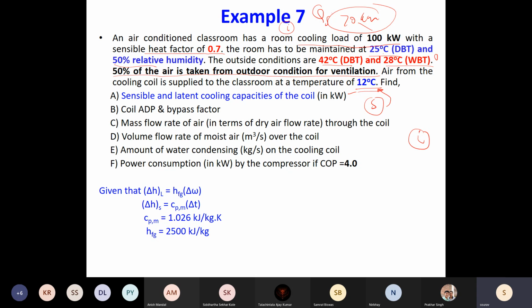So it would have been 70 and 30 straightforward if there was no ventilation. Because there is ventilation and 50% of the outdoor air is mixed with the indoor air, a huge amount of ventilation is there. So the cooling capacity experienced by the coil would be significantly higher than the 100 kilowatt which is present inside the room.